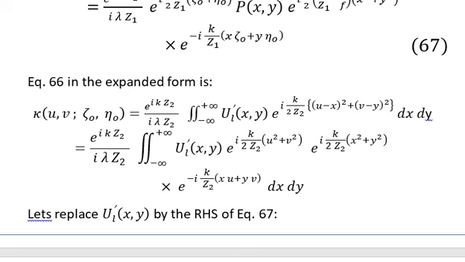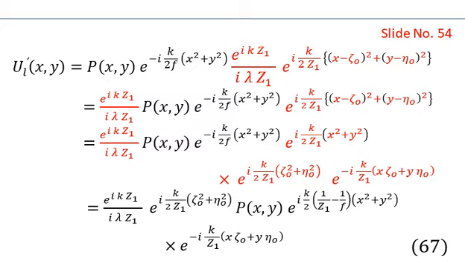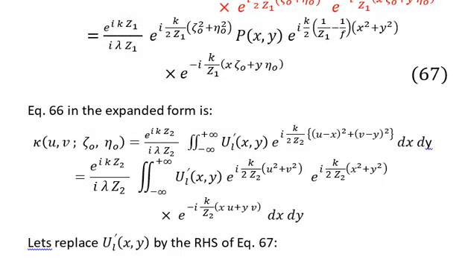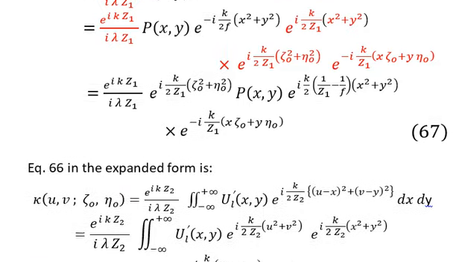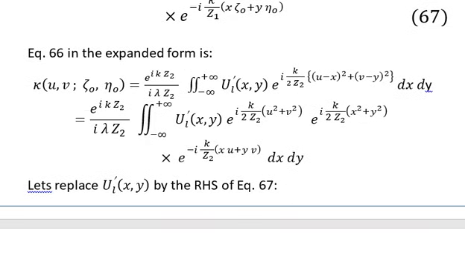So here we have the expanded form of equation number 67 in front of us, where we expanded this exponential factor. You can see that we have the quadratic terms in the uv plane, the quadratic terms in the xy plane, and some product terms, which are x into u and y into v. These terms are present. So now we are able to substitute the value of u_l prime from equation number 67 into this formula, so that we can calculate the detailed expression for the kappa.